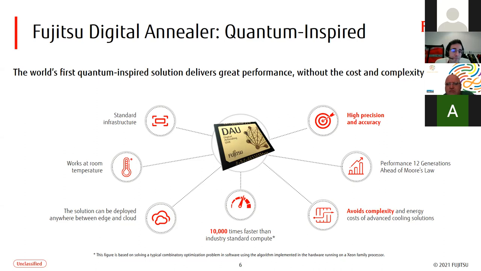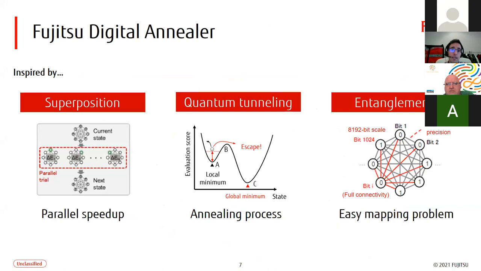So this is the Fujitsu Digital Annealer hardware that is able to solve optimization problems in a very efficient way. Digital Annealer works in a similar way as quantum computers, or at least the quantum annealers part. It is able to solve this kind of combinatorial optimization problems very efficiently. Digital Annealer is inspired by the three main components of quantum computers: the superposition of states, the quantum tunneling, and entanglement.